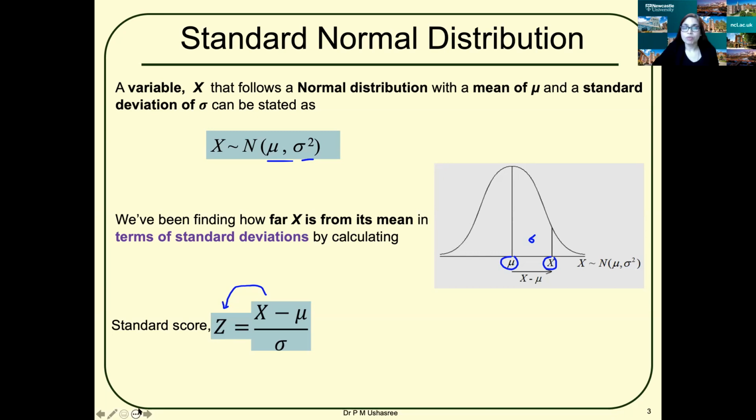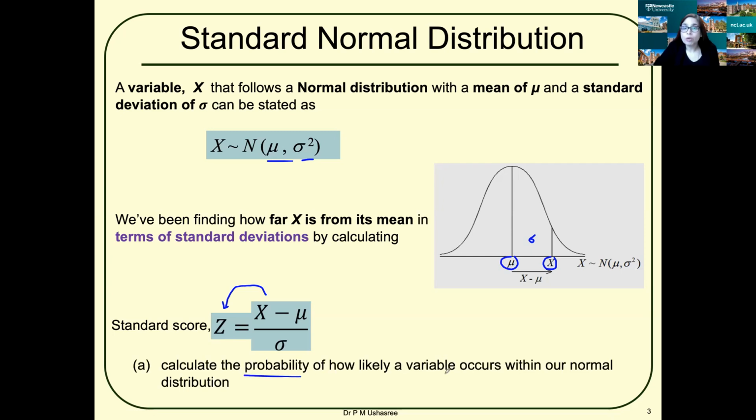And why do you need to transform this? Because this will help us to sketch a standardized normal distribution for a given normal distribution. A standardized normal distribution is very useful for two good reasons. It helps you to calculate the probability of how likely a variable x occurs within our normal distribution, and it helps us to compare two scores that are from different normal distributions.